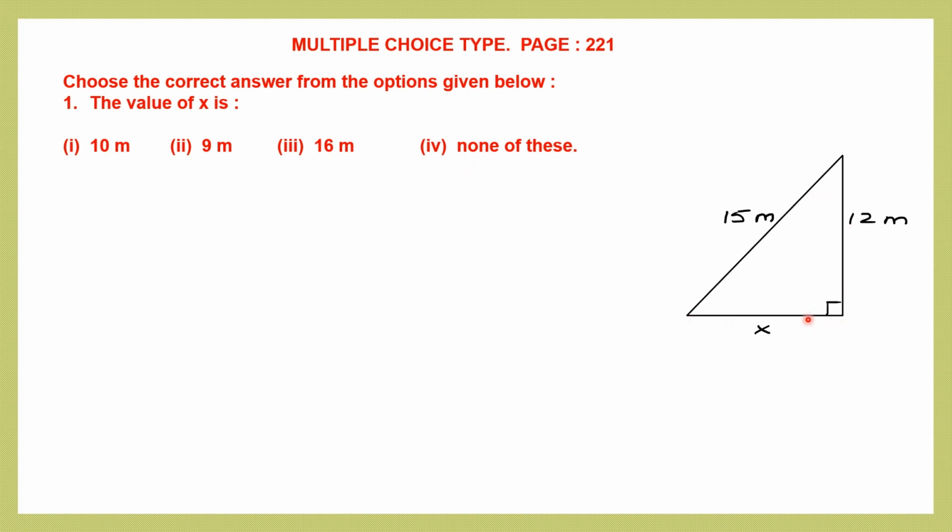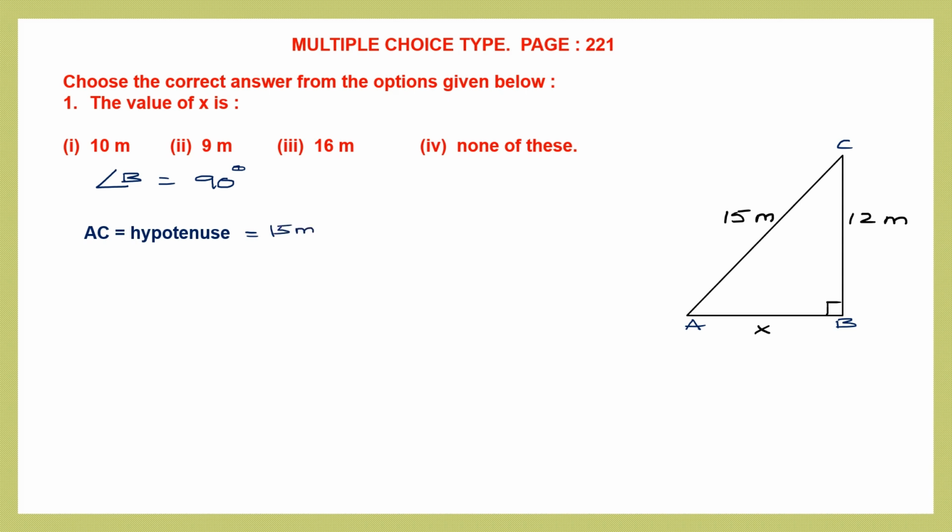As you can see, this is a right angle triangle. Now let's name this for better understanding. So this is A, then let's name this as B and C. So here angle B is 90 degrees. So this is a right angle triangle, so we can apply the Pythagoras theorem here. So in that case, AC will be the hypotenuse. AC is the hypotenuse and that is given as 15 meters.